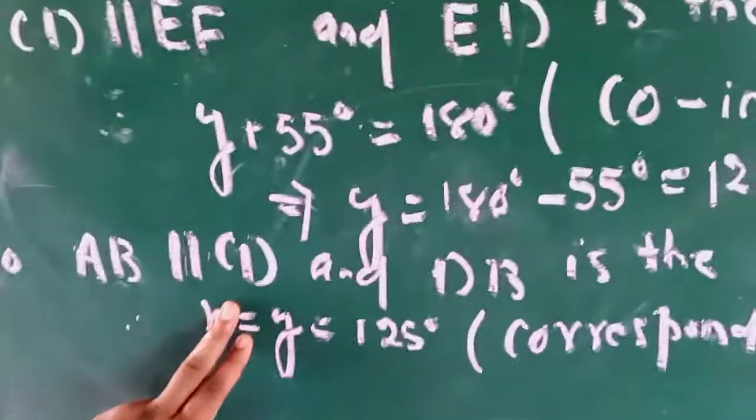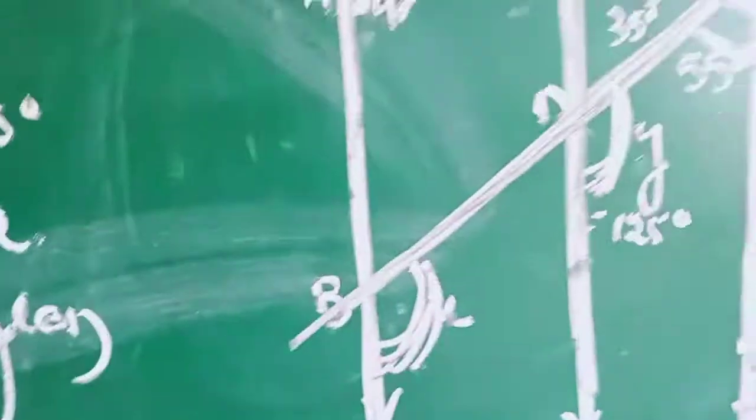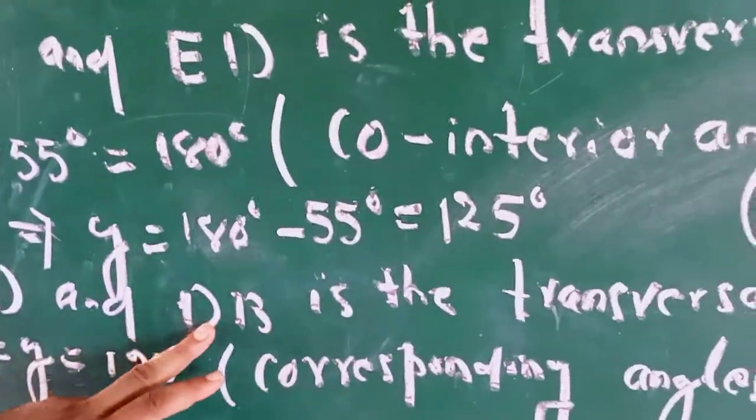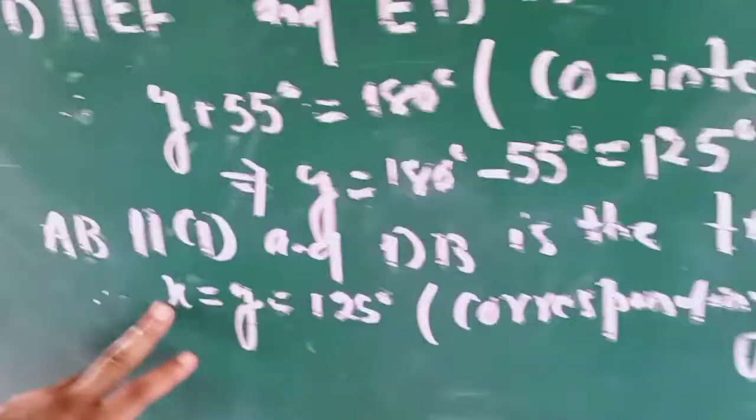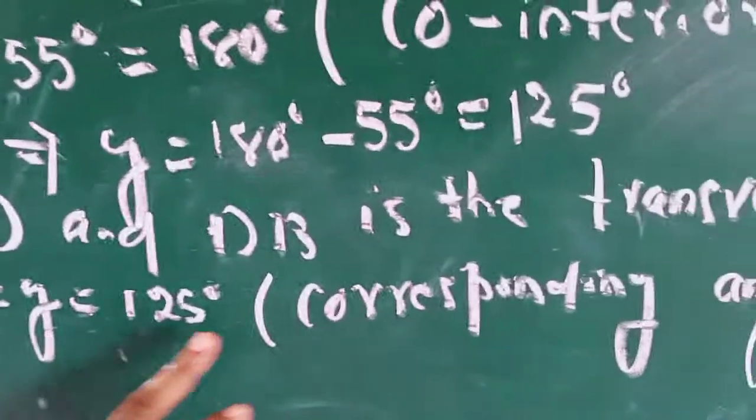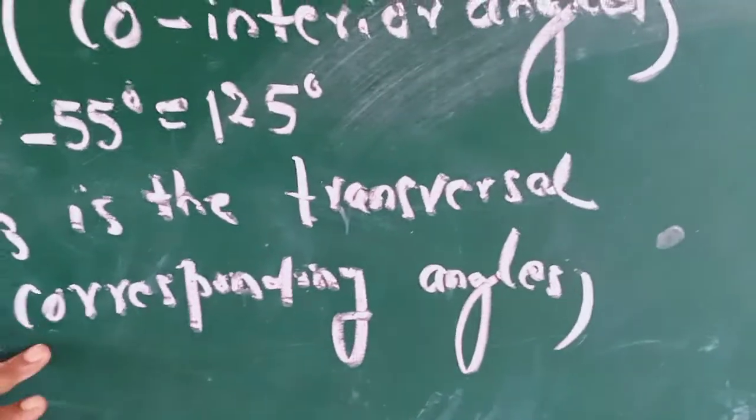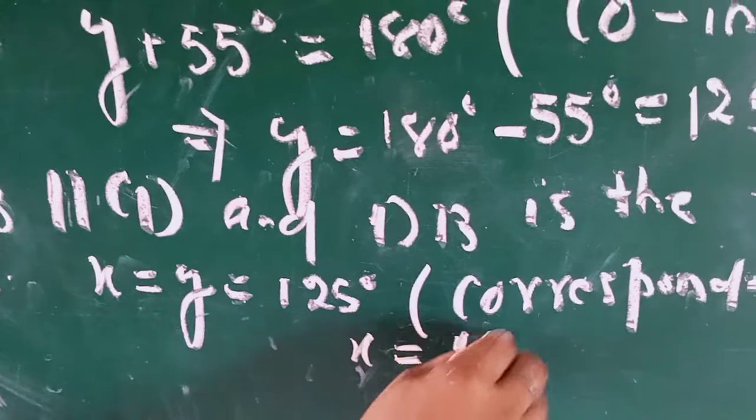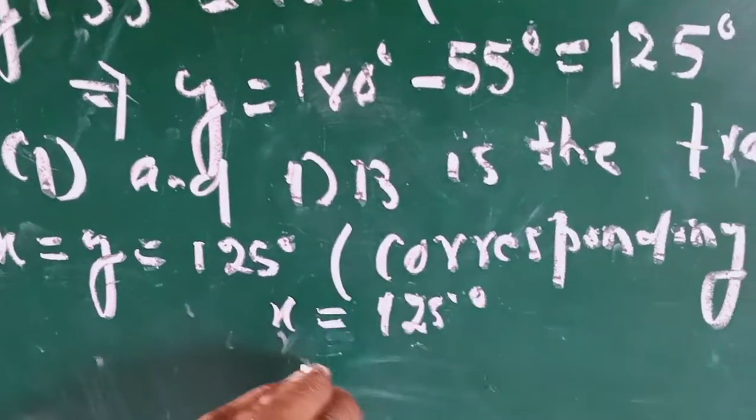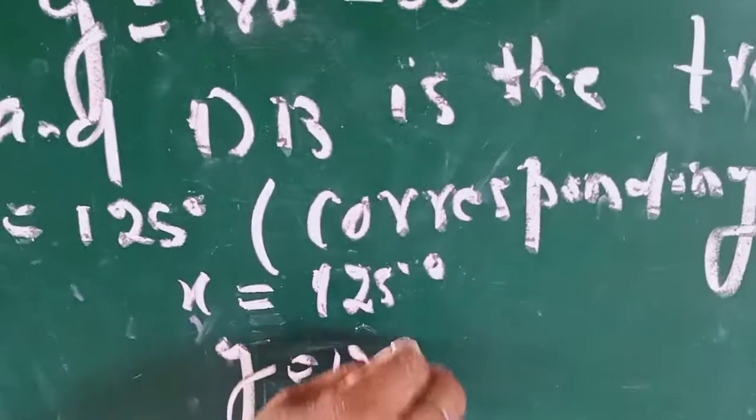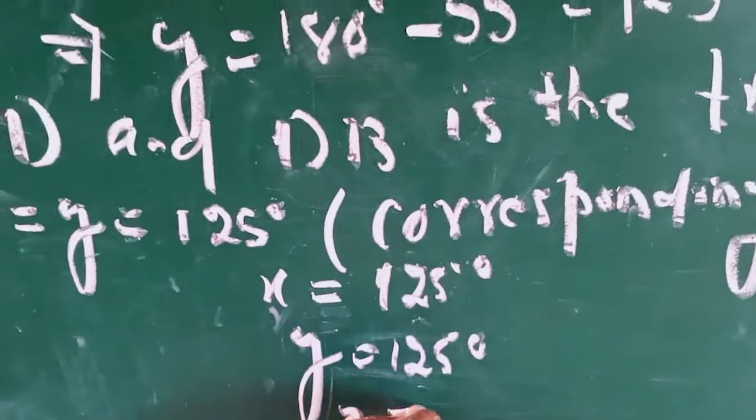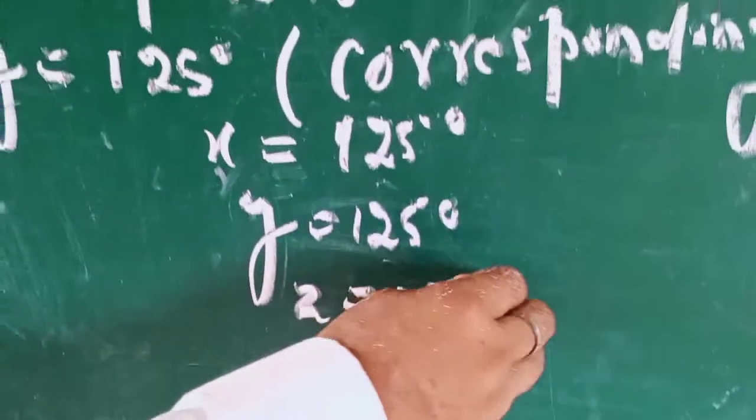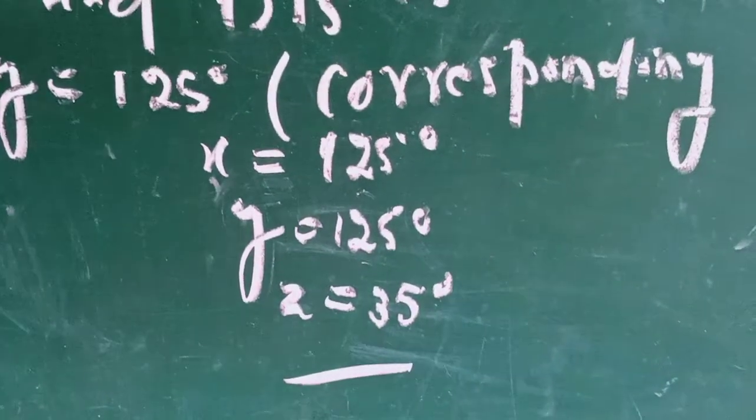So I have written here, also AB is parallel to CD, and DB is the transversal. Therefore angle x is equal to y is equal to 125. This is called the corresponding angles. So what did we get? x is equal to 125 degrees, y is equal to 125 degrees, z is equal to 35 degrees. Understood? So like this we have solved example 6.